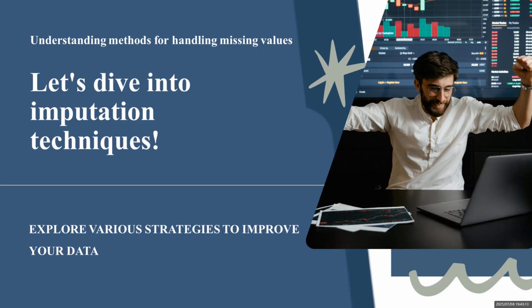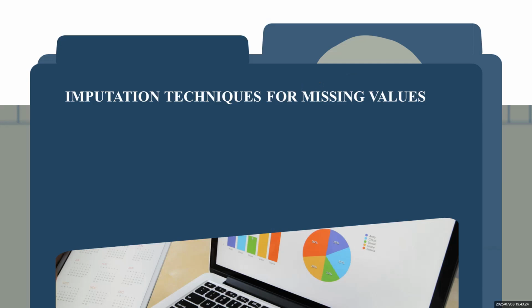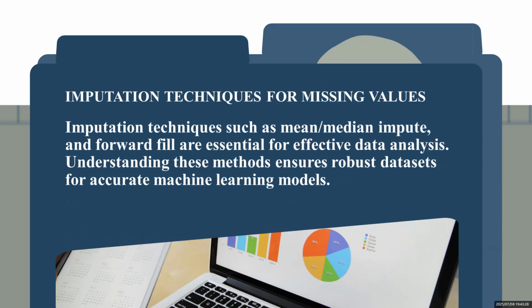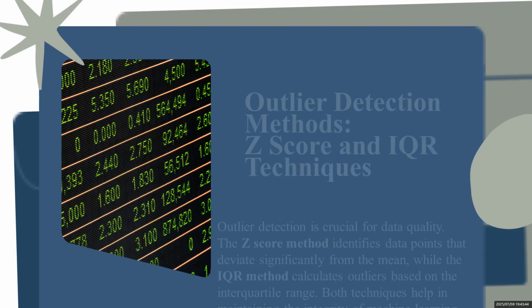All right, so that covers understanding methods for handling missing values. Now let's dive into imputation techniques. We're going to explore various strategies to improve the data. Imputation techniques such as mean, median, and forward fill are essential for effective data analysis. Understanding these methods ensures a robust dataset for accurate machine learning models.